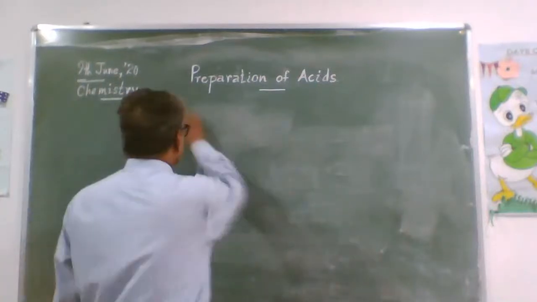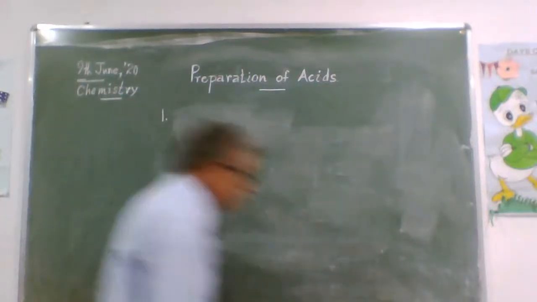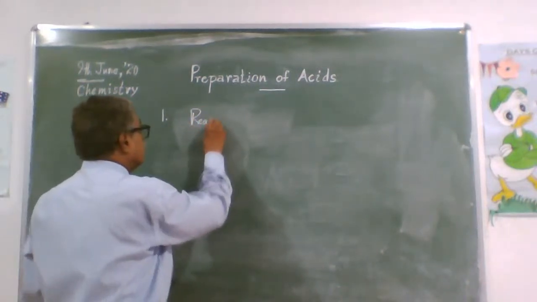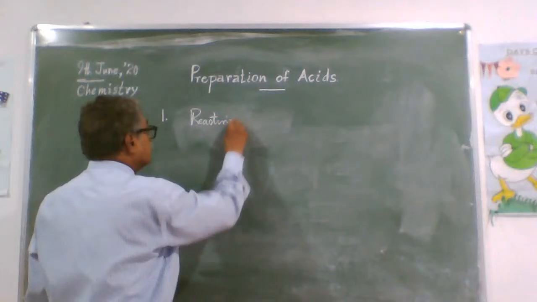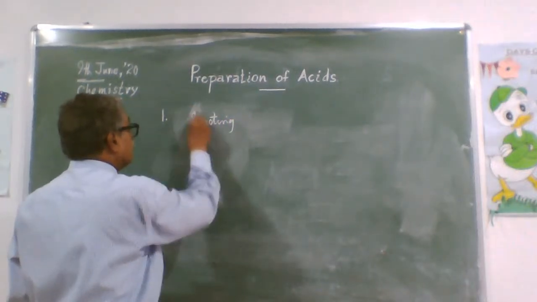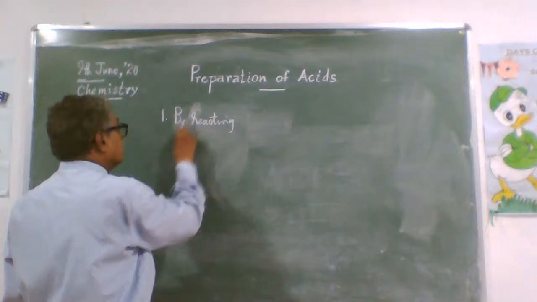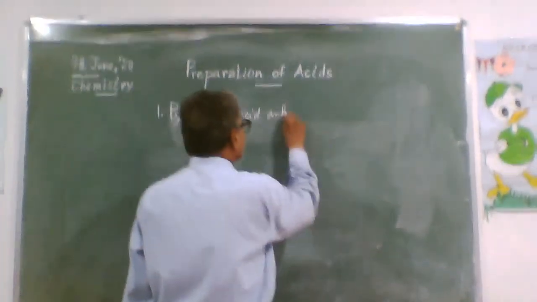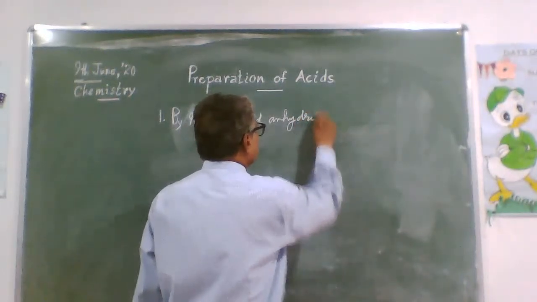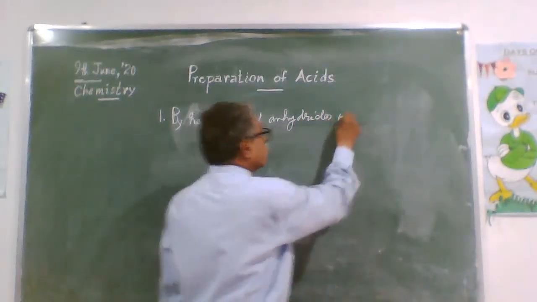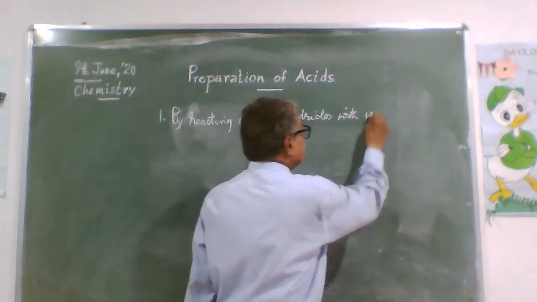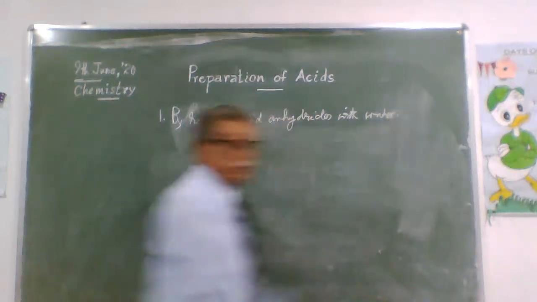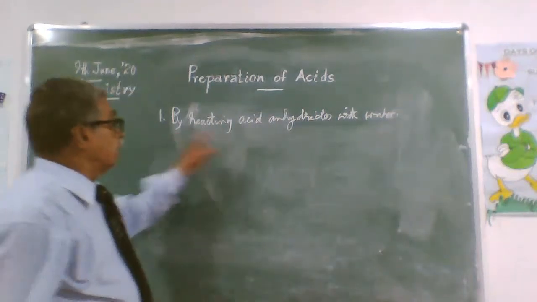The first one was direct synthesis, done. Second, reacting acid anhydrides with water. You can make acids by reacting acid anhydrides with water.